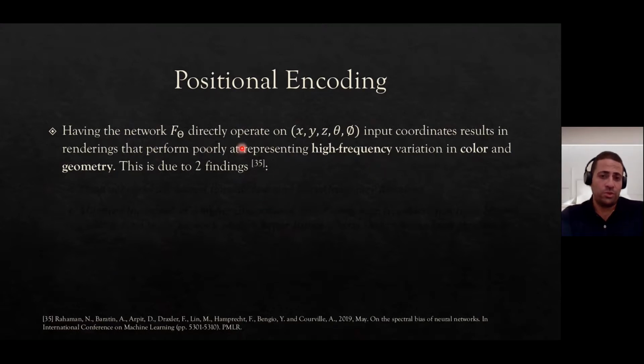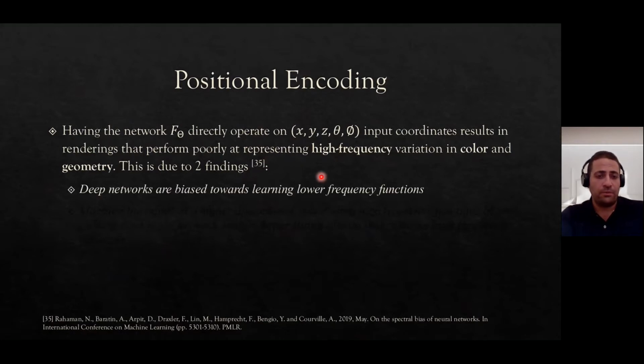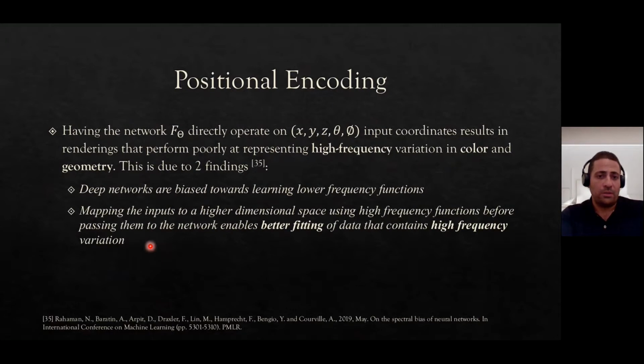This was due to two findings that were presented in this paper. First, that deep networks are biased towards learning lower frequency functions. This is known, and it makes sense: deep networks are biased towards learning lower frequency functions than higher ones. Second, mapping the inputs to a higher dimensional space using high frequency functions before passing them to the network enables better fitting of data that contains high frequency variation.